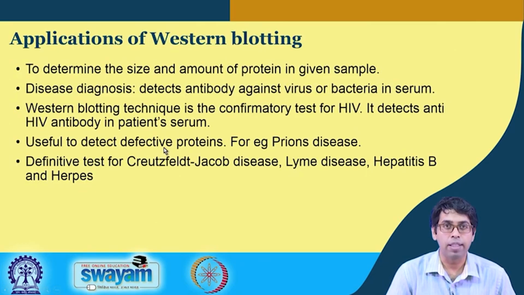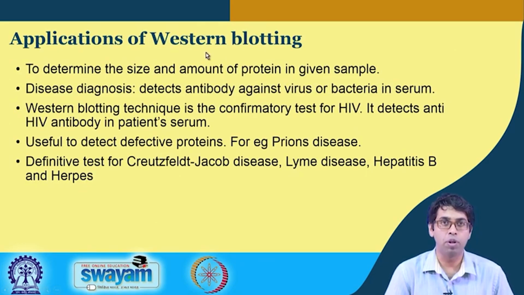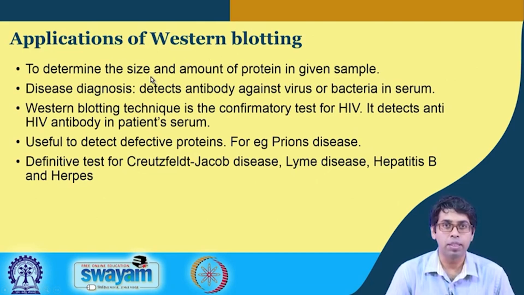So there are various applications of Western blotting. It can be used to determine the size and amount of protein in a given sample. So we can answer yes and no type of questions, whether a particular protein is present in a given sample or not, and if it is present, what is its size, because we have run it on an SDS-PAGE gel, so we can easily compare the band with respect to the molecular weight marker, and we can also estimate the amount of protein that is present in the sample.